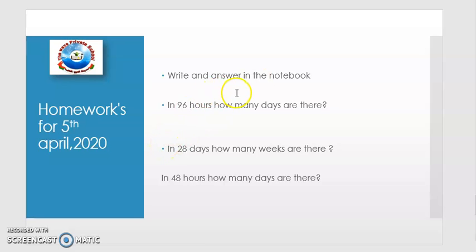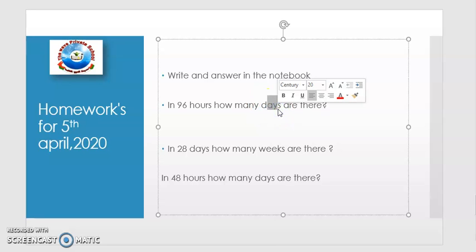There are some questions as homework for you for 5th April 2020. You have to write this in your notebook and you have to answer this also. So my first question for you is, in 96 hours, how many days are there? Here we need to find the number of days.